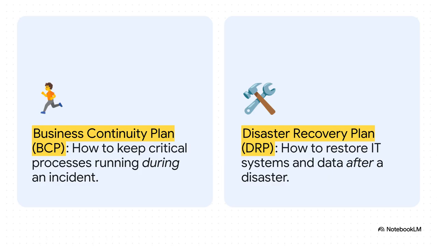This slide breaks down 2 vital plans people often mix up. Think of it like this. A business continuity plan is how you keep operating while the building is on fire. A disaster recovery plan is how you rebuild the building after the fire's out. They're different, and you absolutely need both.